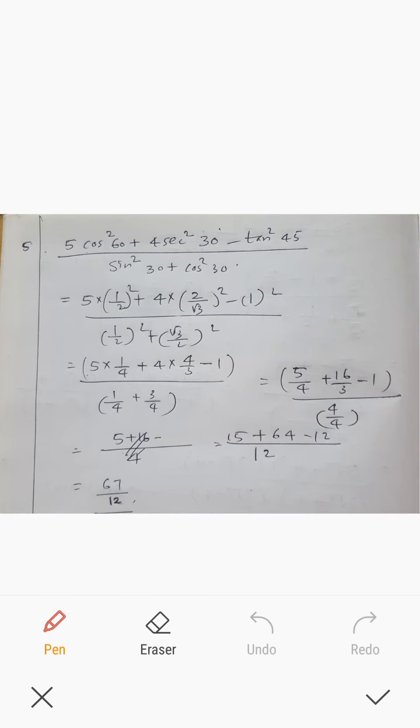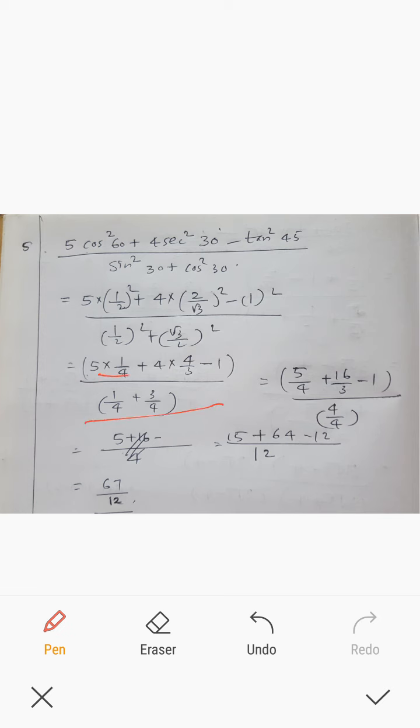Now simplify. 5 into 1 by 2 square is 5 into 1 by 4. 4 into 2 by root 3 whole square is 4 into 2 square 4, root 3 square 3, minus 1 square is 1. In the denominator, 1 by 2 whole square is 1 by 4. Root 3 by 2 whole square is root 3 square is 3, 2 square is 4. Now we have got it.